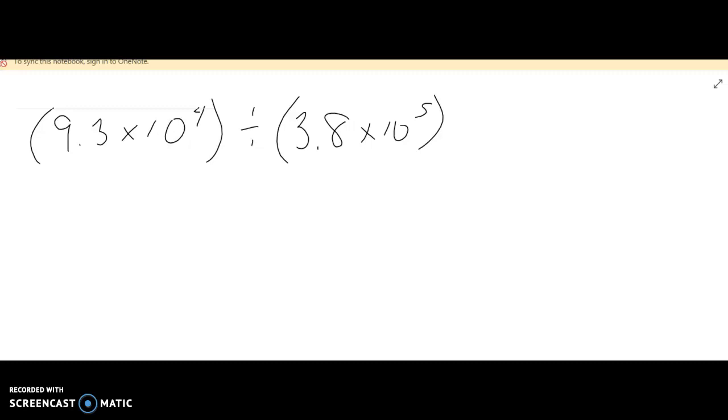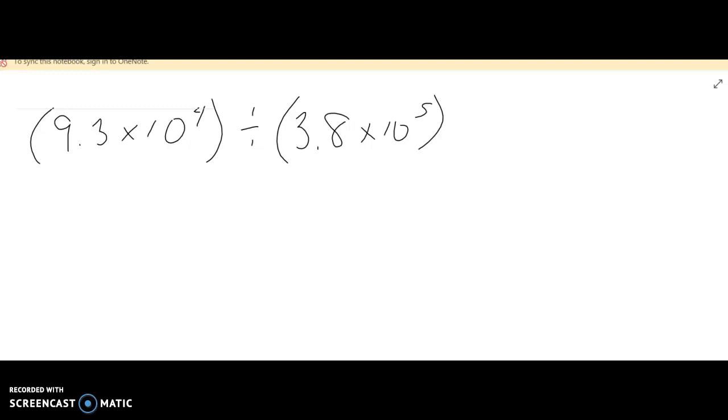We're just going to do one quick example of dividing with scientific notation. So as you can see, we have basically two numbers here, each one in scientific notation. So 9.3 times 10 to the fourth is 1, and then we're dividing by 3.8 times 10 to the fifth.